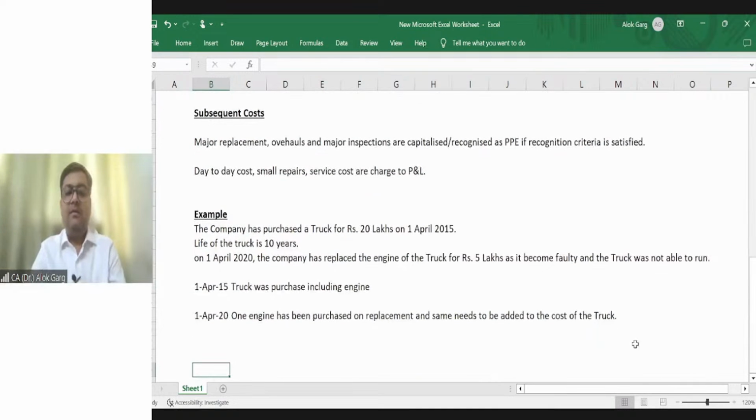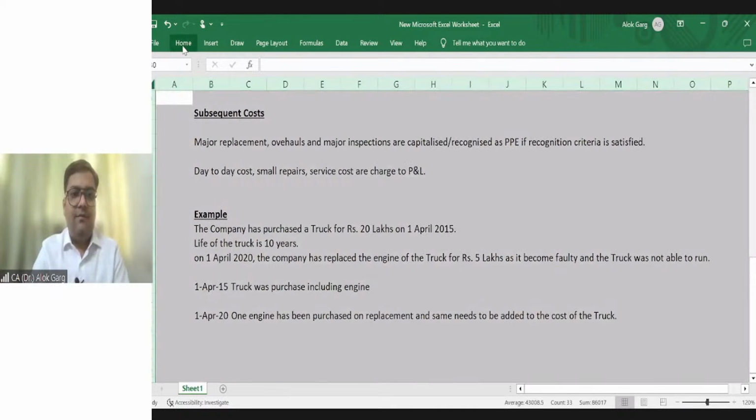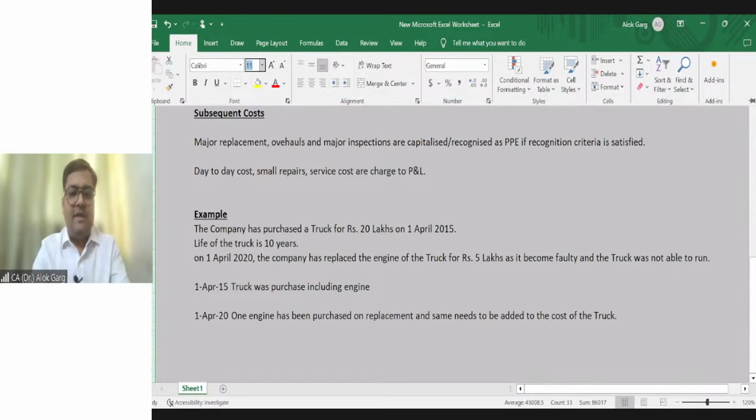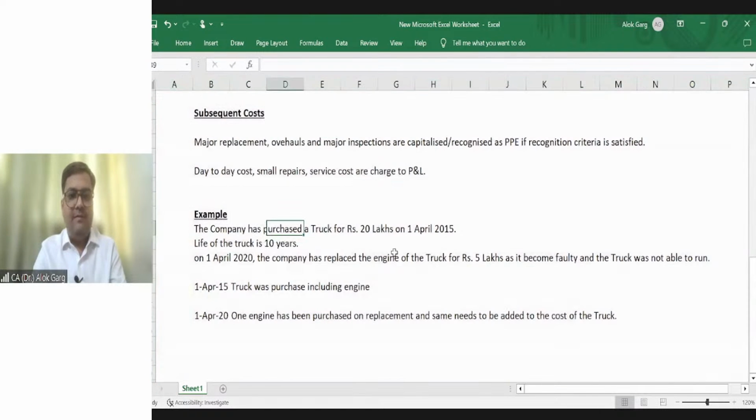Example. The company has purchased a truck for 20 lakh on 1st April 2015. Life of the truck is 10 years. On 1st April 2020, that is after 5 years, the company has replaced the engine of the truck for rupees 5 lakh as it became faulty and the truck was not able to run.